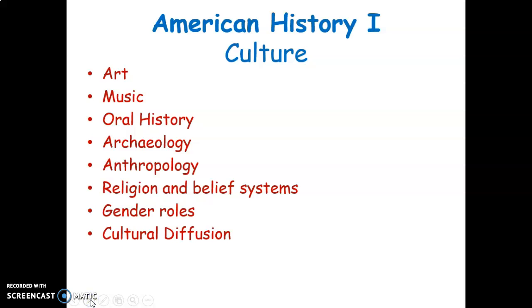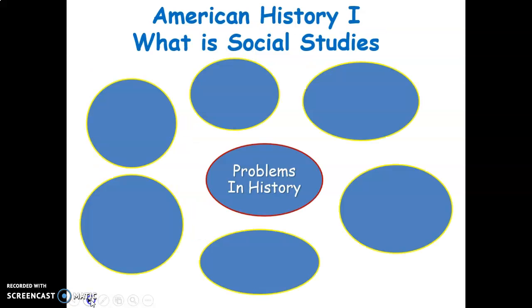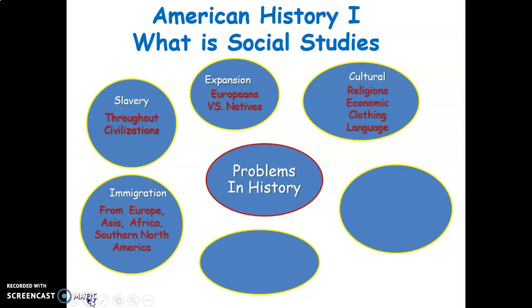Culture: art, music, oral history, which is spoken history, archaeology, anthropology, religion, and belief systems, gender roles, and cultural diffusion means people moving and sharing ideas on a large scale. So this is something you need for your test as well. So make sure you get this. These are 5 of the problems in social studies throughout our civilizations, world civilizations, and U.S.